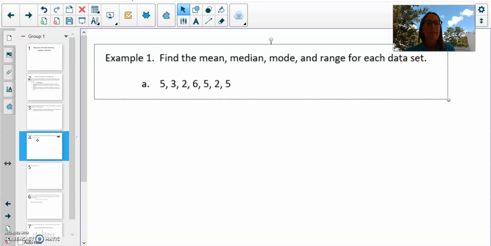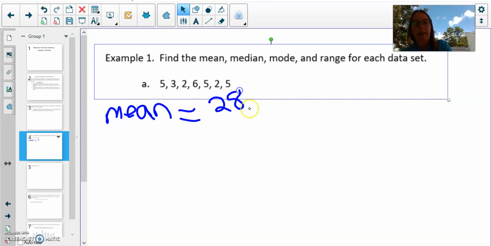So our first one, we have the data set 5, 3, 2, 6, 5, 2, 5. So first for the mean. I'm going to use my calculator to add them all together. So I'm adding 5, 3, 2, 6, 5, 2, 5. That gives me 28. I'm going to divide it by the 7 data values we have. So the mean is 4.